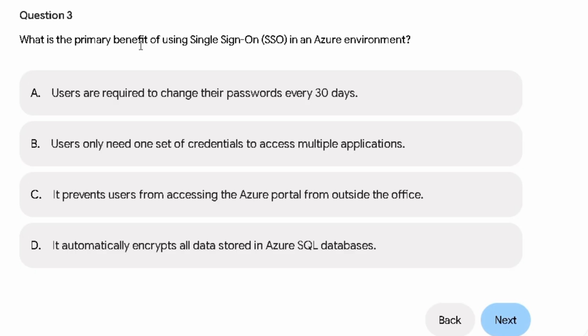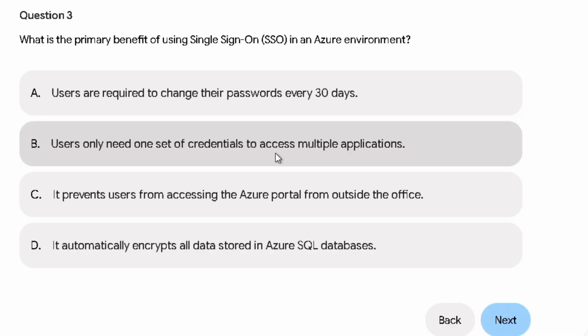And let's read what we have. Users required to change their password every 30 days. Why would users be required to change the password every 30 days? So I can discard this completely. Users only need one set of credentials to access multiple applications. That could be the correct answer, but let's keep reading. It prevents users from accessing the Azure portal from an outside office. That doesn't make any sense at all, so we can delete that. And it automatically encrypts all data stored in Azure. So A, B, and C are incorrect.